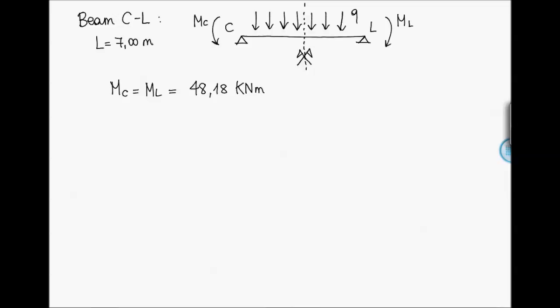So here, the shear is given only by the first contribution due to the uniform distributed load. So we will have these two components for the shear, QL over 2. Well, so VC is equal to VL and equal to QL over 2, which, substituting the values, is equal to 16 by 7 over 2, which gives 56 kilonewton.